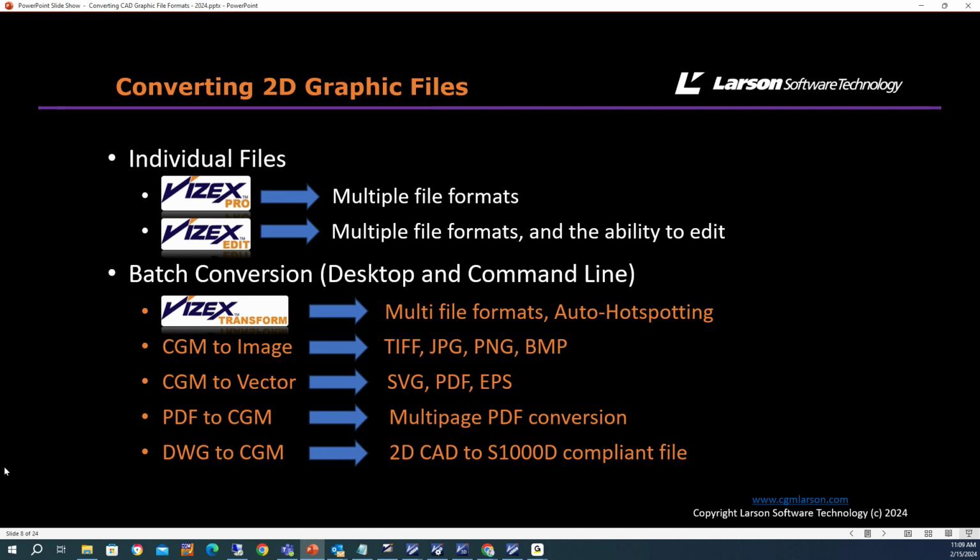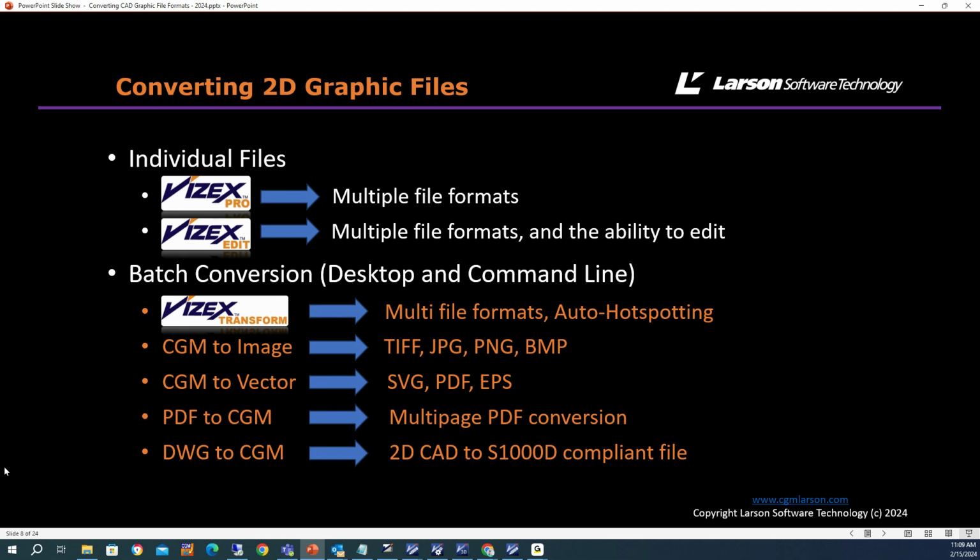Kind of the lowest common denominator, which is not low in functionality, is our viewer, VisX Pro. VisX Pro offers a number of file formats like CGM and TIFF, where you could take a TIFF file and create a CGM file from it, but on an individual basis. It has no editing capabilities, so it's basically a viewer. Then we have VisX Edit, where you could again take multiple file formats, but this time you have the ability to edit them as well, so change them in some way before you convert them over to your new format.